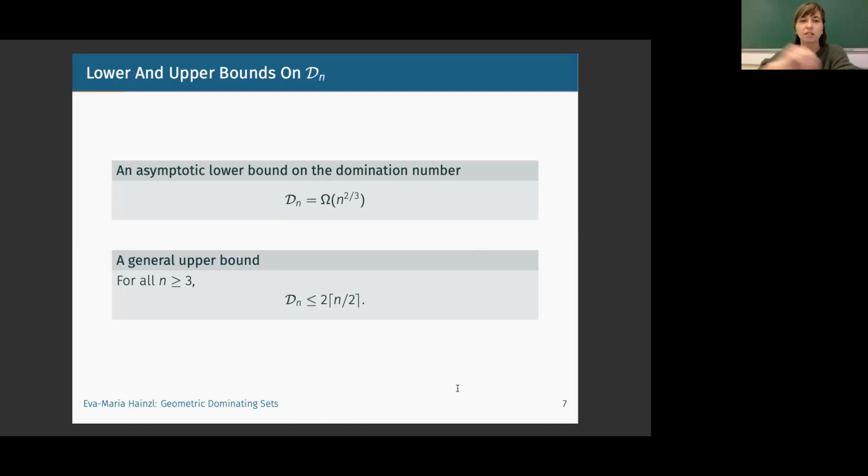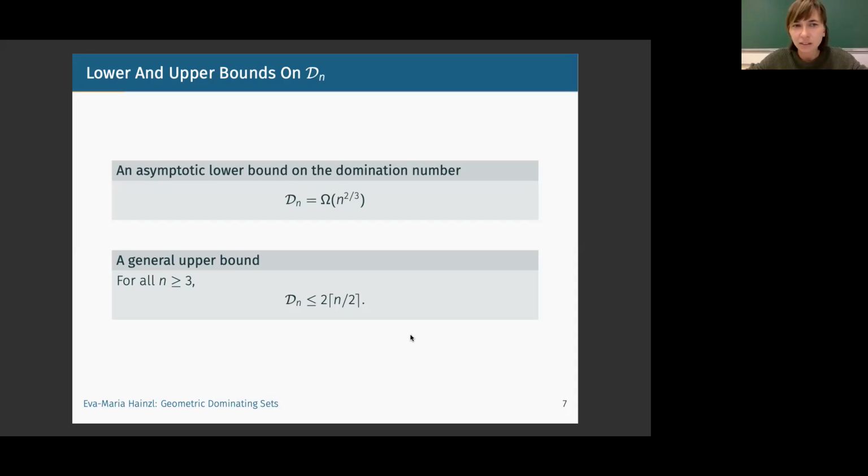The upper bound is based on a construction, but we also know that it's not tight for n larger than 8. I mean, at least for small numbers, we know it's not tight, and we assume as n gets large, it will definitely not be tight. So yeah, we think this number should actually be strictly smaller than n for n large.